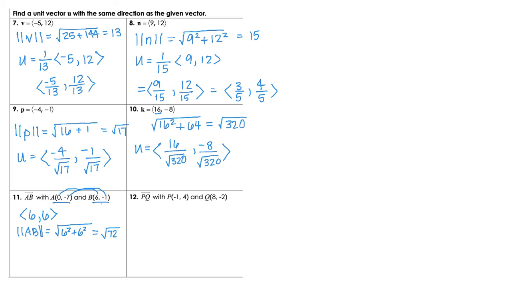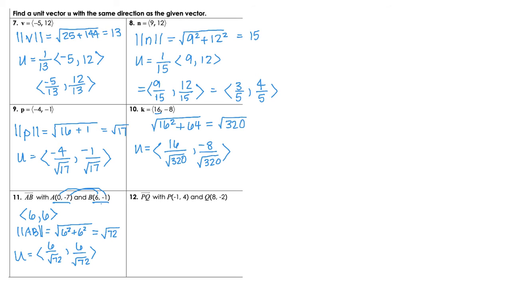And so here we come back and we're going to have the unit vector is going to be 6 over the square root of 72, comma, 6 over the square root of 72. And yes, I know that'll reduce, but you don't have to.